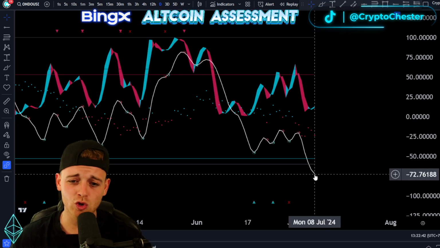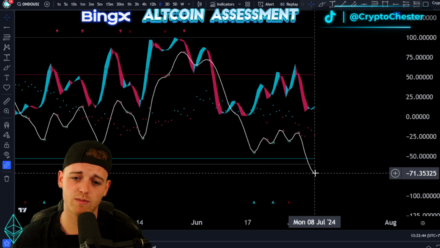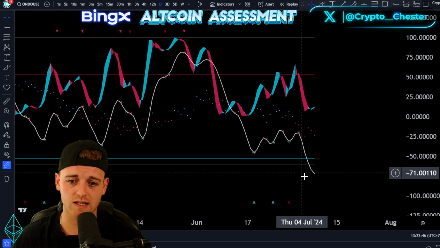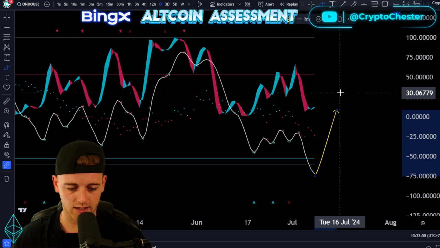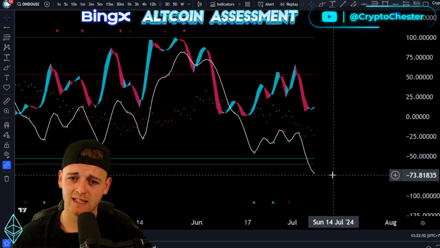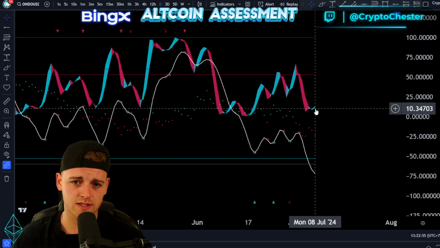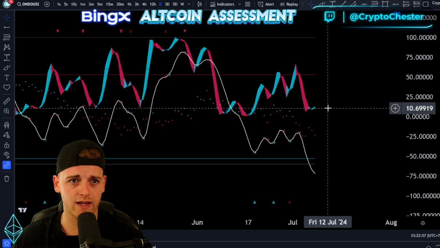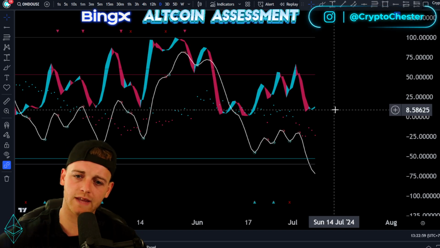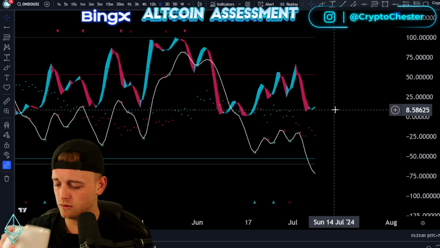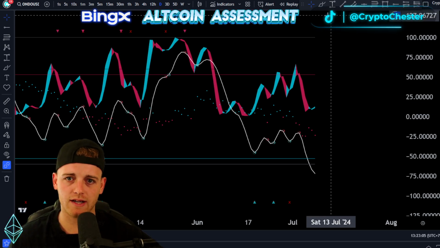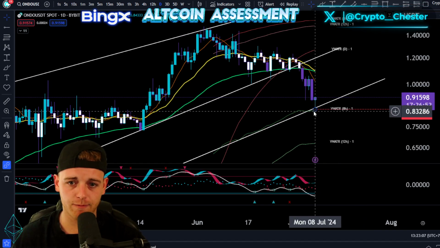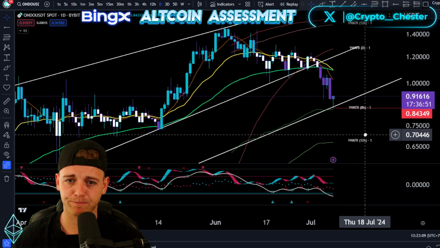Quantum insight, super low as well in terms of momentum to the downside. Overextended downside momentum usually means bullish momentum to the upside, okay? So that's another reason why we could be looking for a bounce here. Stochastic, super low as well here on the daily. Looking like there's going to be a bounce to the upside there as well. So overall right now, guys, this is on the macro looking pretty bullish, okay?